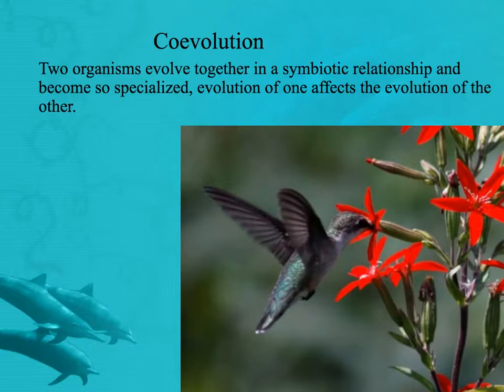And then because of that, it gets pollen on the bird's face, and it helps fertilize other flowers. And so these organisms are dependent on each other. The hummingbird's dependent on the flower for nectar, and the flower is dependent on the hummingbird for reproductive purposes. And so they've become so tied together that if one becomes extinct, they will both become extinct.